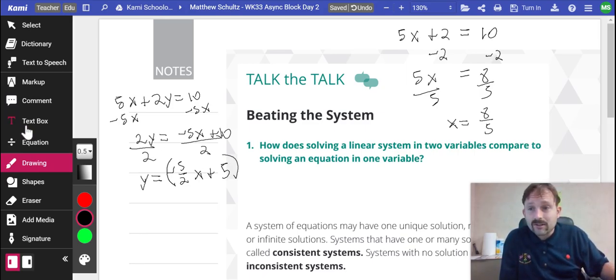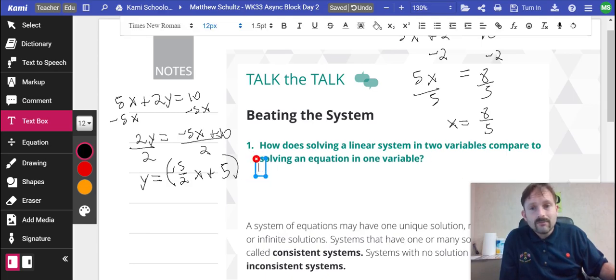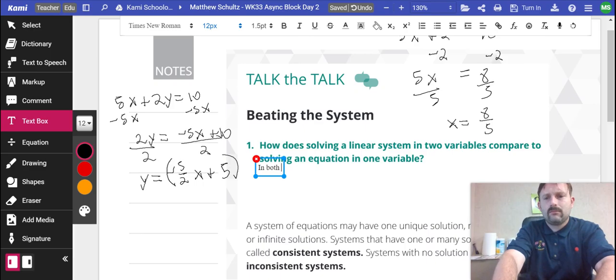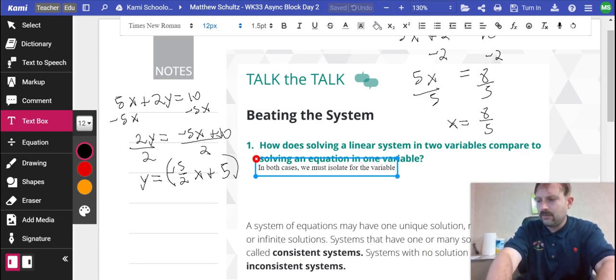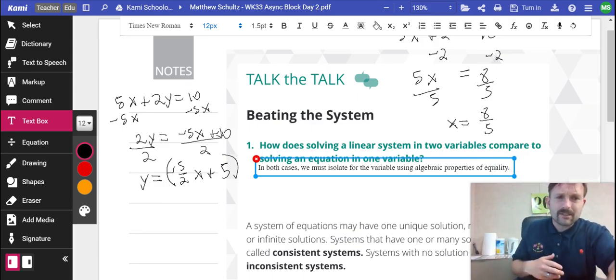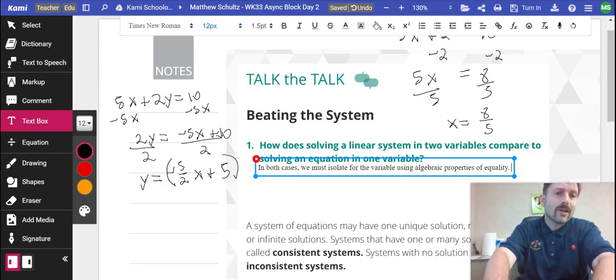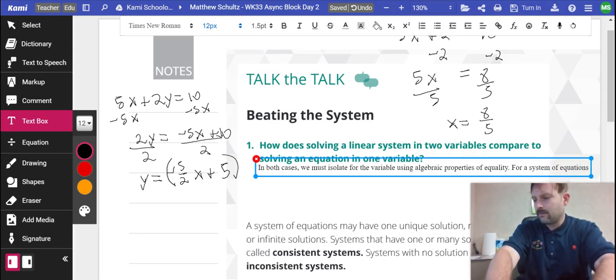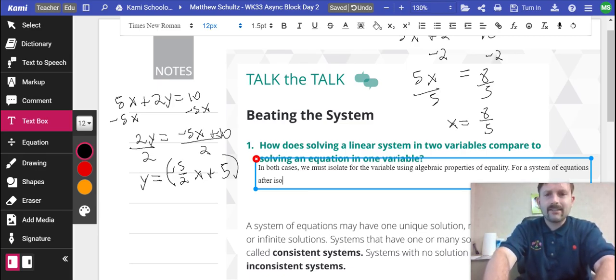So, let's answer our question. In both cases, we must isolate for the variable using algebraic properties of equality. Now, it might be that we're using the distributive property sometimes, and that's not equality, but, you know. Now, if we have a system where we have two equations, or a system of equations, after isolating, we will need to solve for the second variable as well.